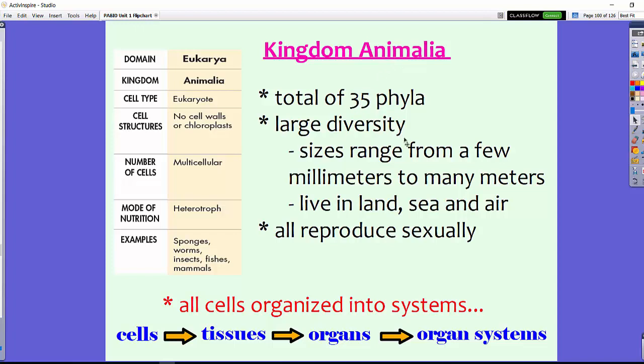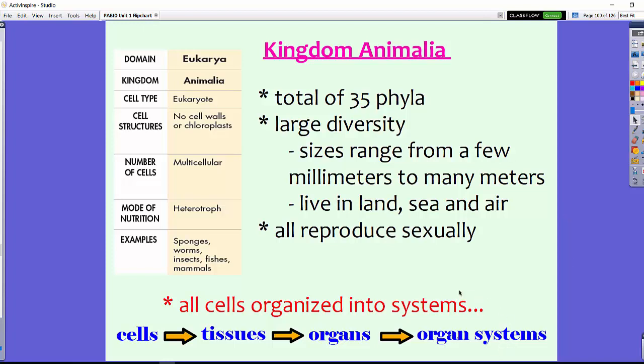There's a large diversity in kingdom Animalia. So we can see organisms that are tiny, maybe a few millimeters, to many meters across. So the tiniest little worm versus the largest whale. So there's a large diversity in size. And animals live in all areas of the earth, land, sea, and air. And all animals reproduce sexually. So these are those distinctions that you can make between other kingdoms.